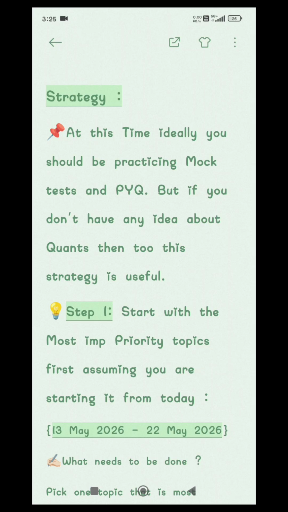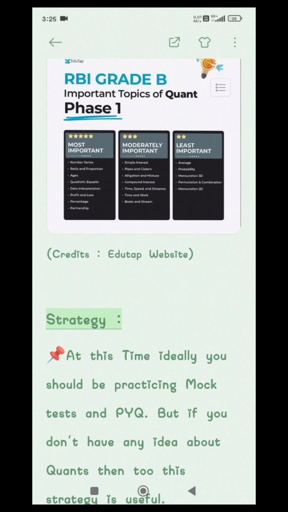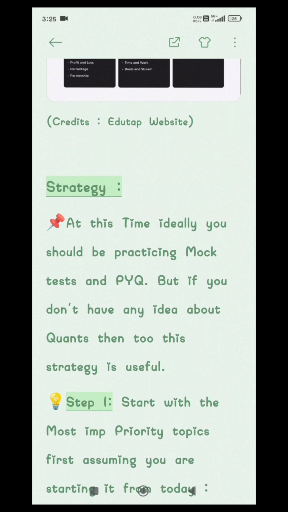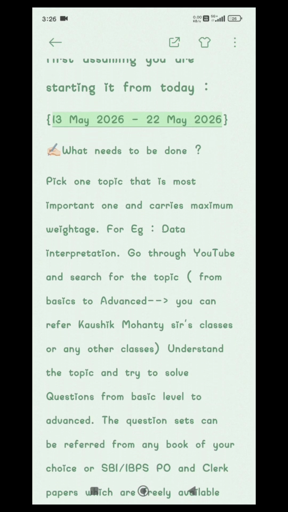So step 1: first, you have to start with the most important priority topics, assuming that we are starting from 13th of May, that is today. The most important topics are, as we have seen here, the most important ones. Now what needs to be done? From 13th of May to 22nd May, you have to do this one, that is step 1.